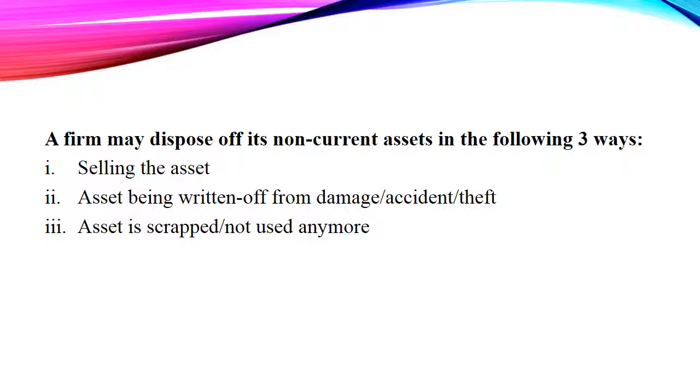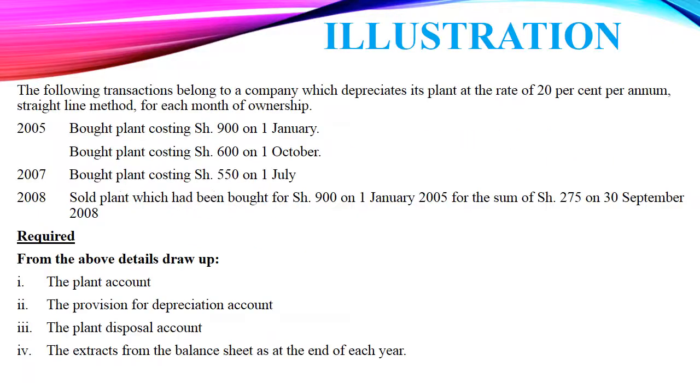The second way is when an asset is written off after it is damaged or it is involved in an accident or the asset is stolen. The third and last way in which a company can dispose of an asset is if the asset becomes obsolete, it is scrapped off or it is no longer in use and therefore it is disposed of.